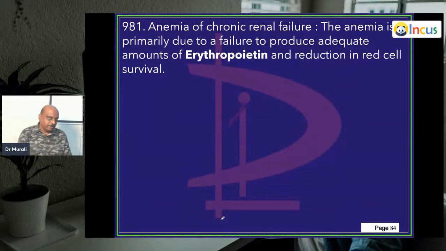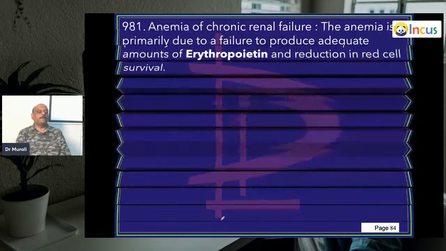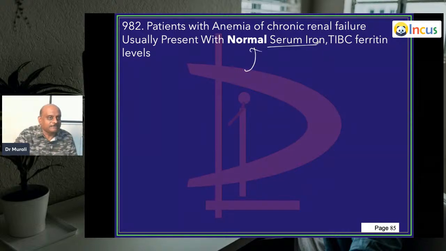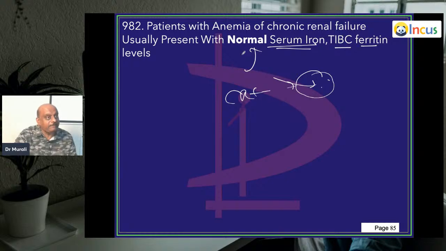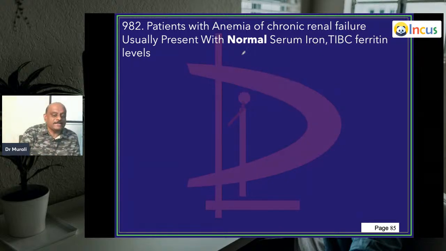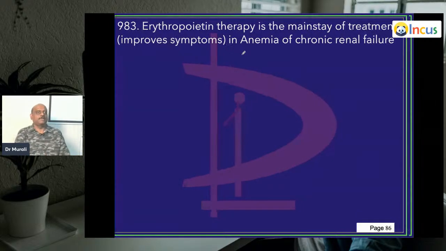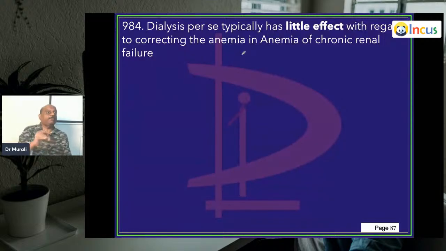And what is the cause in CRF? Decreased erythropoietin production. So CRF patients who have anemia, how do they present? They have normal serum iron. CRF patients, in CRF there is no erythropoietin. That's the only problem of theirs. But their serum iron, TIBC, ferritin levels, all of them are normal in case of CRF, is what you need to remember. And erythropoietin is the mainstay of treatment that you can help a patient of CRF with. But if you are giving the patient erythropoietin, you should be sure to also supplement iron.